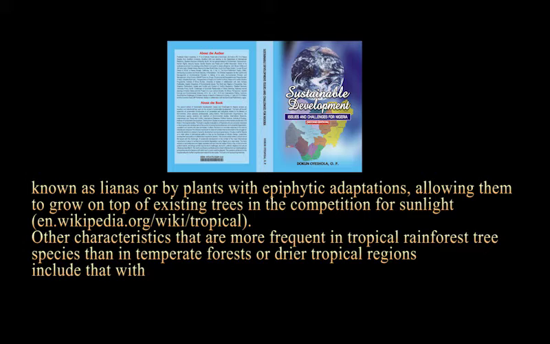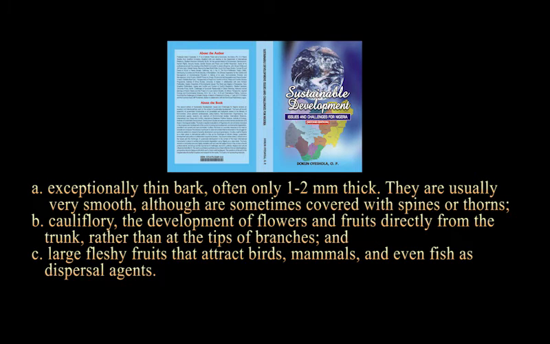Other characteristics that are more frequent in tropical rainforest tree species than in temperate forests or drier tropical regions include: A. Exceptionally thin bark, often only 1 to 2 mm thick. They are usually very smooth, although are sometimes covered with spines or thorns. B. Cauliflory, the development of flowers and fruits directly from the trunk, rather than at the tips of branches, and C. Large fleshy fruits that attract birds, mammals, and even fish as dispersal agents.